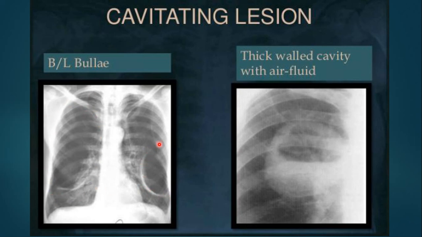Again, here we have the same abnormality. This is compressed lung tissue. It's not thick. It's just compressed lung tissue. This is the wall. It's very thin. This is air cyst, pneumatoceles.